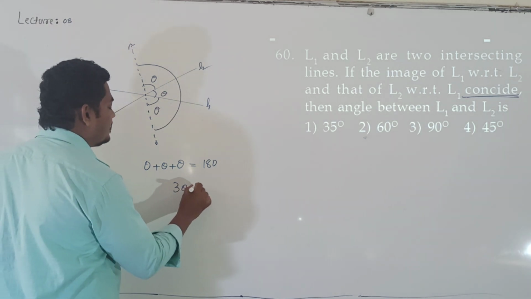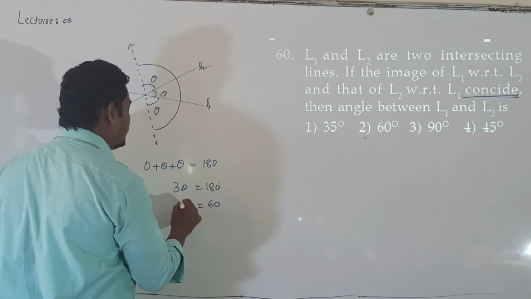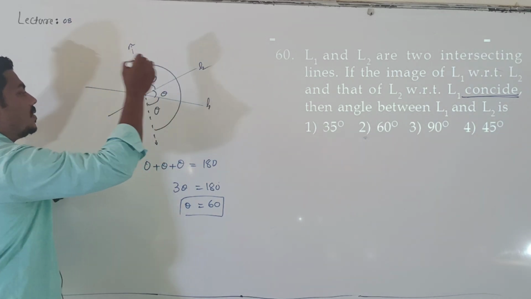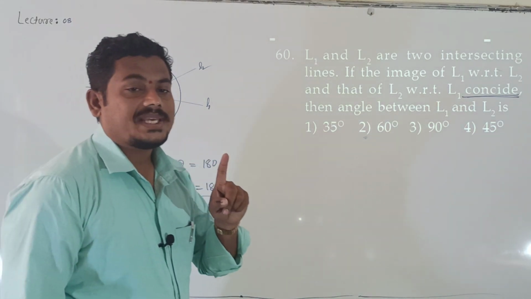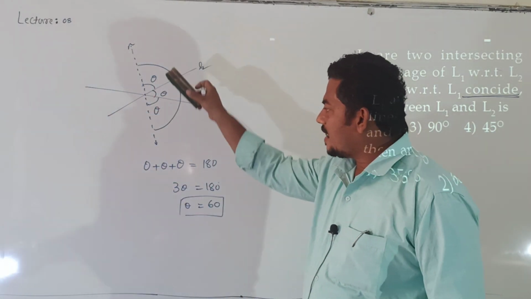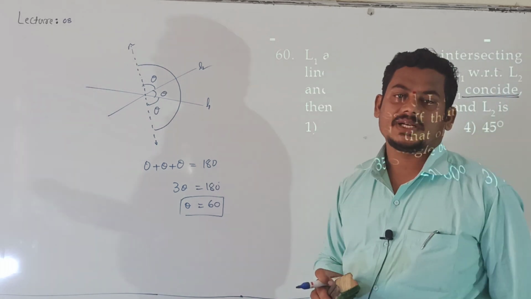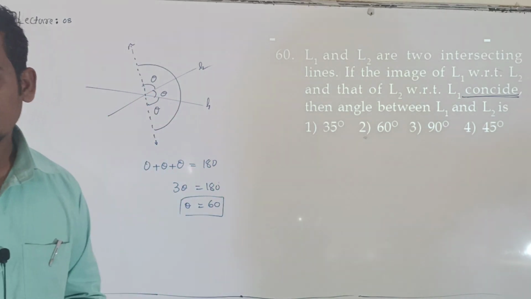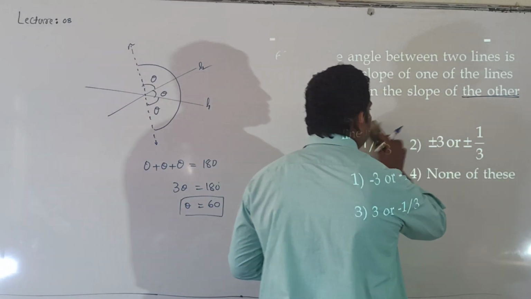Then 3 theta is equal to 180, so theta is equal to 60. The angle between L1 and L2 is 60. In this problem, both images coincide, L1 with respect to L2 as well as L2 with respect to L1, right? But in the previous case, the images did not coincide. Next question.